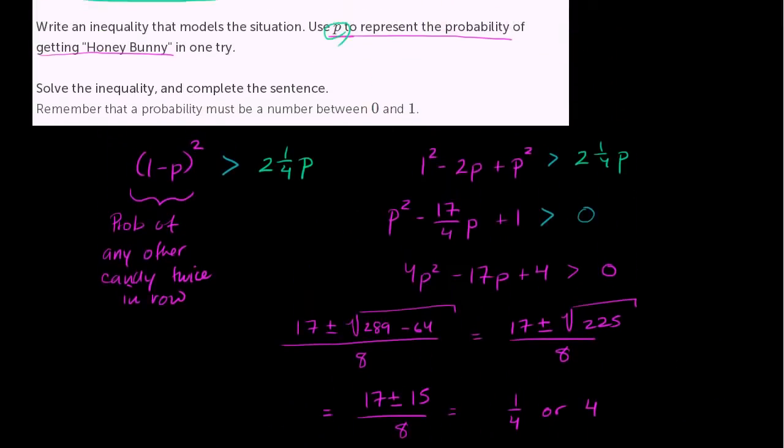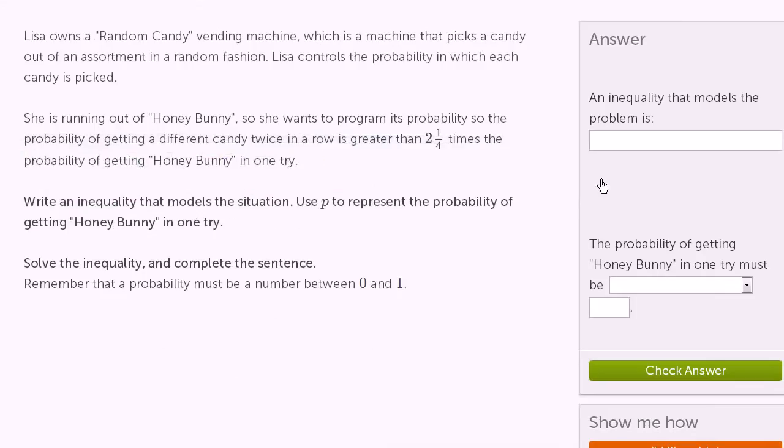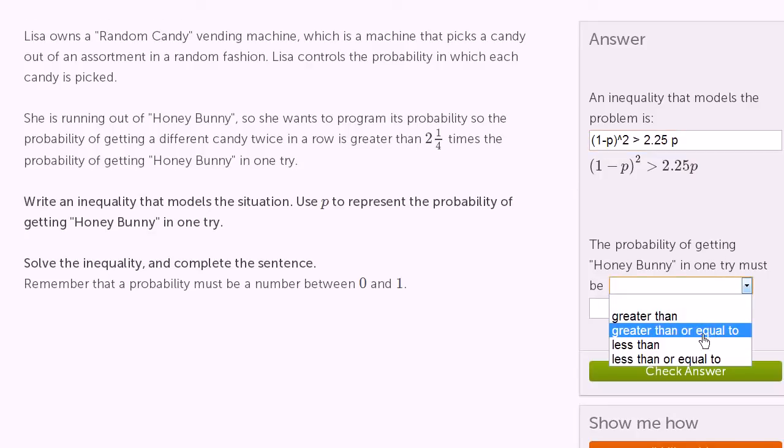So let's fill in this information. This was the inequality that modeled the problem, and we got p has to be less than 1/4. So let's go back to the original problem. The inequality was 1 minus p squared needs to be greater than 2 1/4. So we could write that multiple times. I could write that as 2.25 times p. And then the probability of getting honey bunny in one try must be less than 0.25. And we're done.